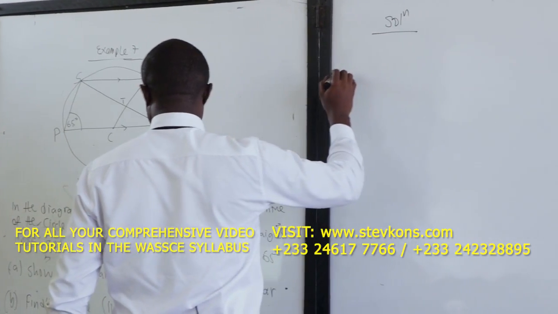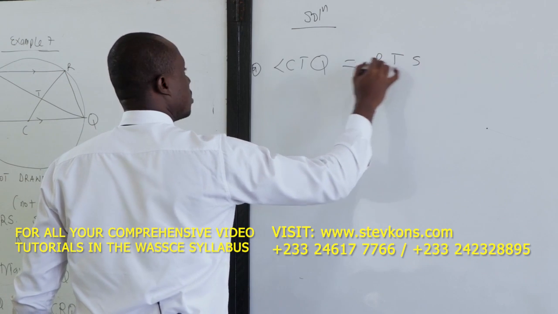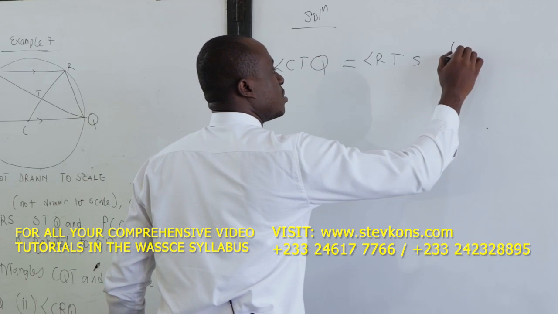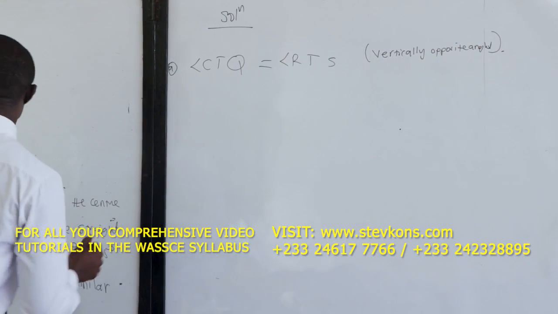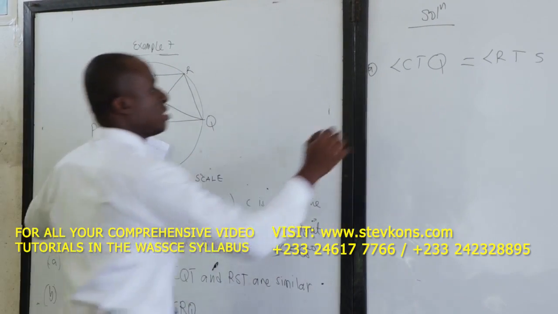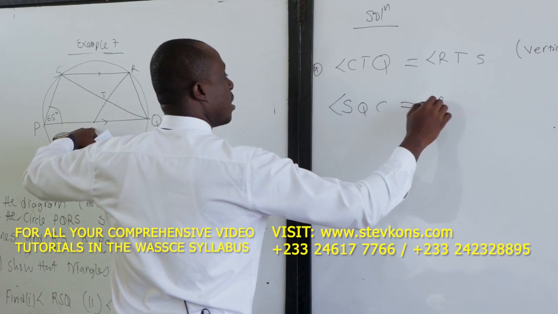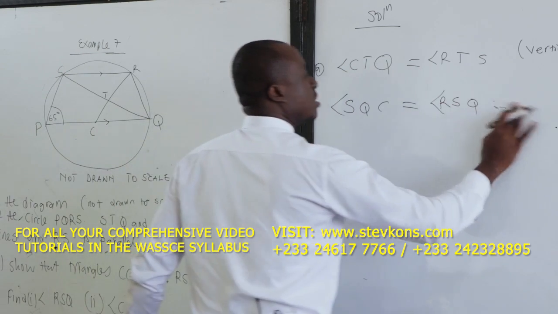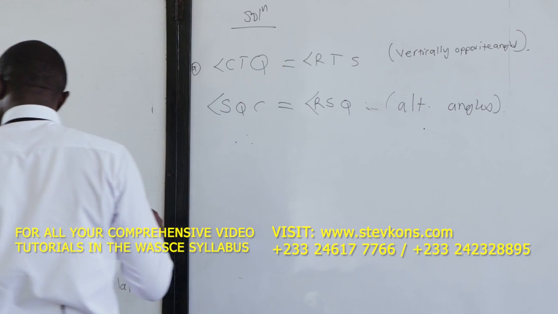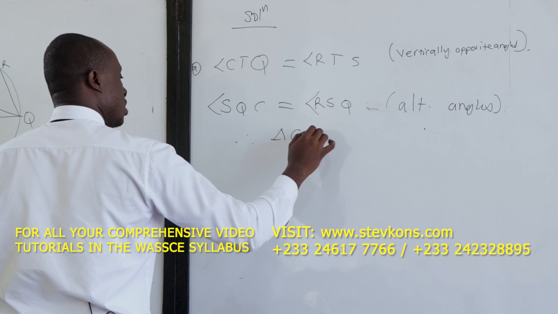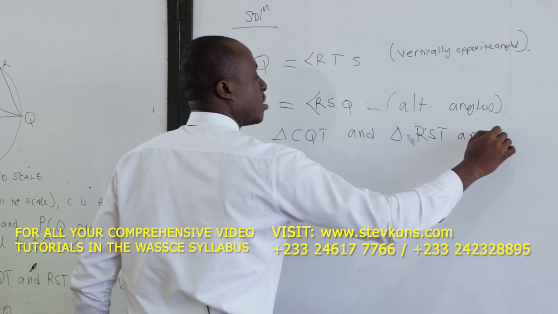So the first one, we know CTQ is equal to RTS. That is, vertically opposite angles are the same. And then also, what can we see? SQC is equal to RSQ. Why? Alternate angles. So what can we see? Clearly, we can say that, therefore, triangle CQT and triangle RST are similar.